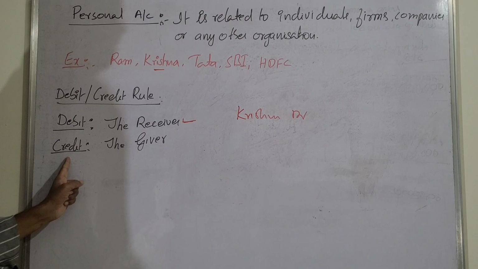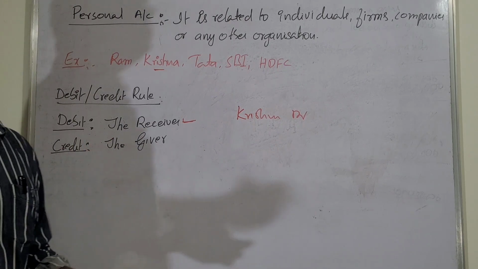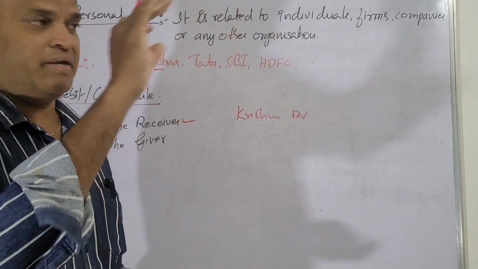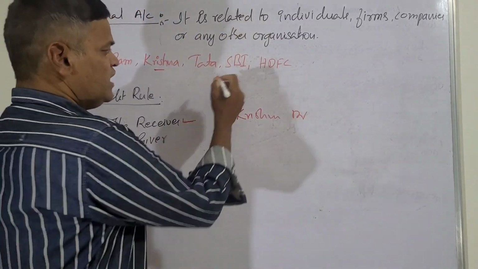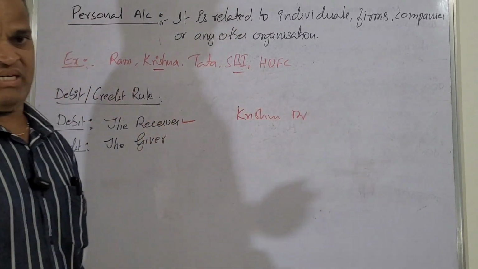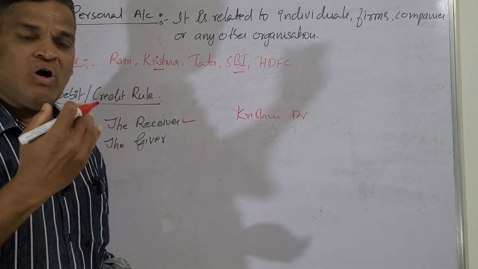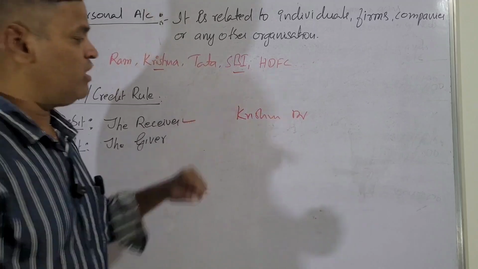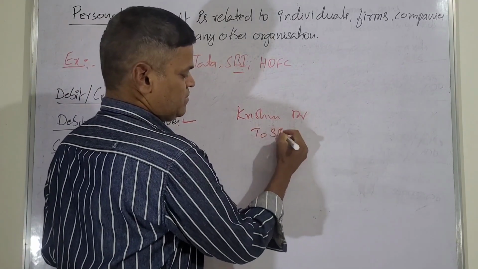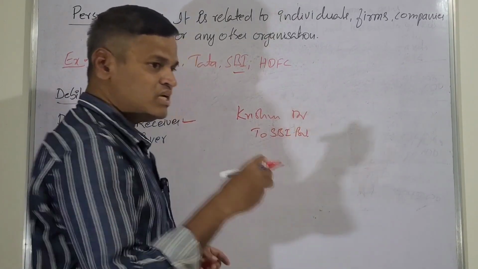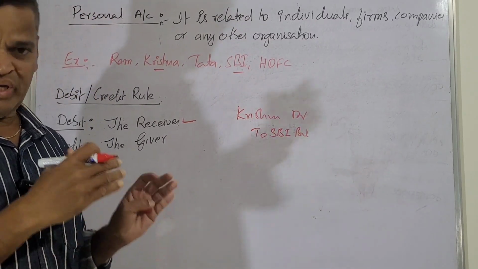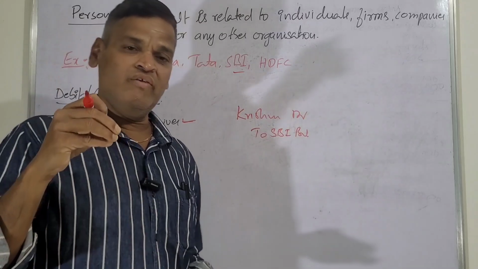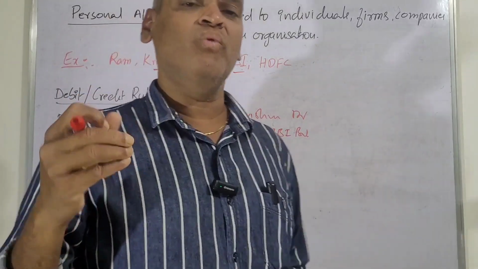Next, credit the giver. What giver? Benefit giver. Who is giving benefit to our business? That account should be credited. Suppose SBI Bank has paid cash to our business. Here, who is giving the benefit to us? SBI Bank. Hence, we have to credit SBI Bank. We'll discuss in detail by discussing real account, nominal account, and personal account all together, so you can understand more clearly.